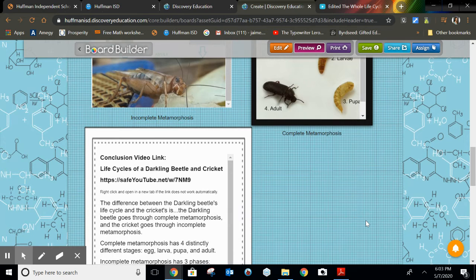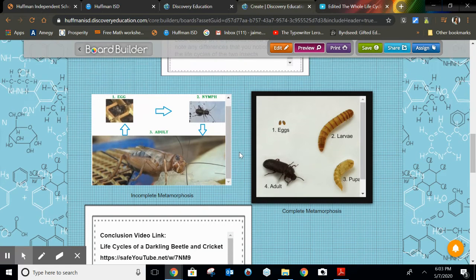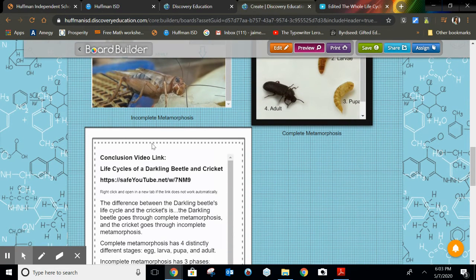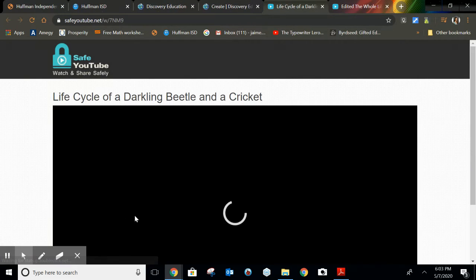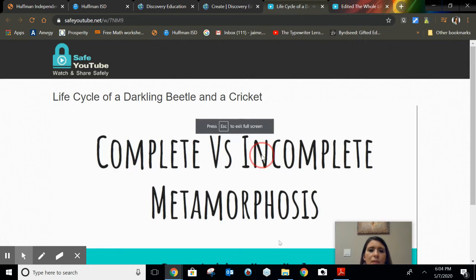And you can pause the video if you need more time to draw your life cycle stages. Then you can watch the conclusion link. So we have the conclusion about the life cycles of a darkling beetle and a cricket. Watch this video to see if your hypothesis was correct.